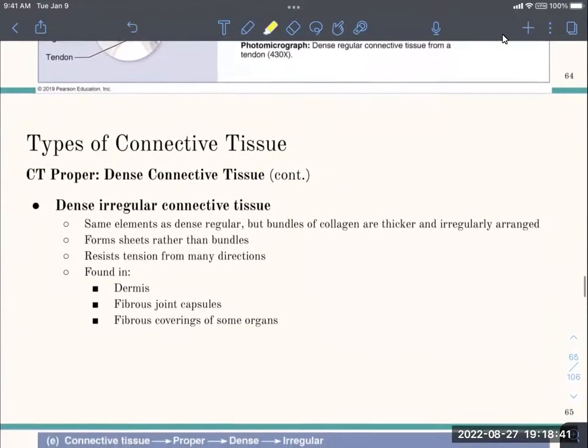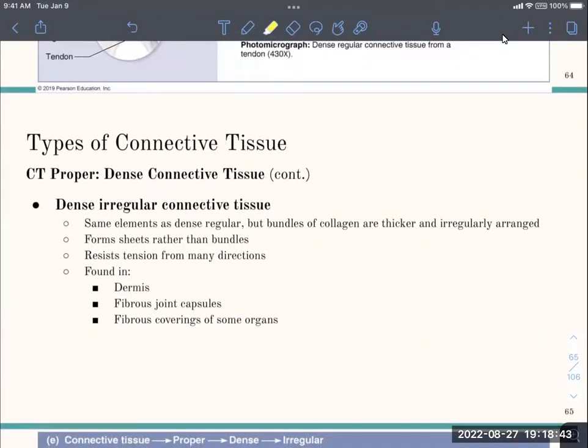Our dense irregular connective tissue. There's lots of bundles of collagen in there, but they're not in straight lines like the dense regular connective tissue. They're more kind of all over the place. They form sheets more than bundles. This lets dense irregular connective tissue resist tension from multiple directions, not just one, but multiple directions.